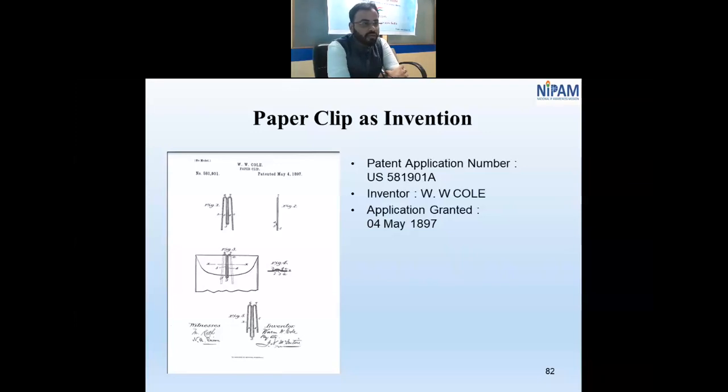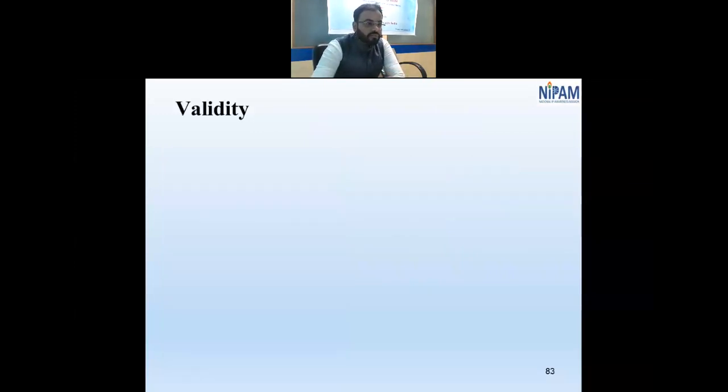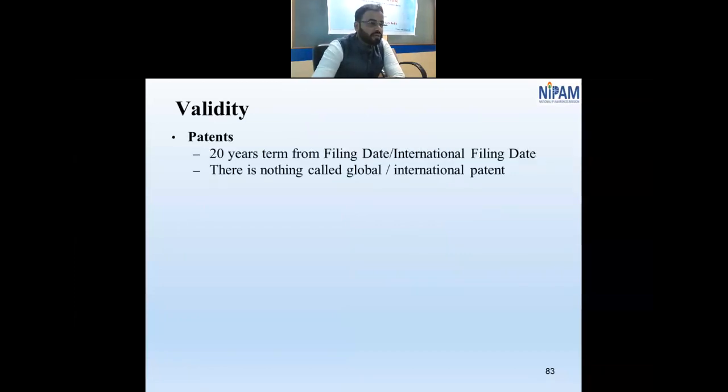A patent can be anything which solves the purpose, something new, something innovative, which has a functional value attached to it. You will be granted a patent, as simple as that. In order to summarize, patents are granted for 20 years, and there is no concept of global patents or international patents.